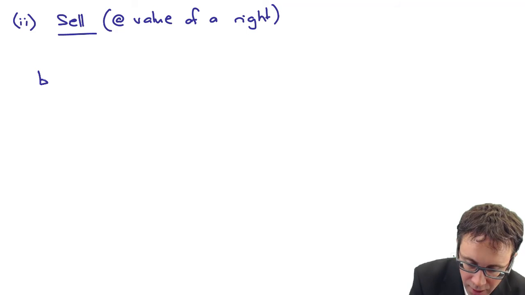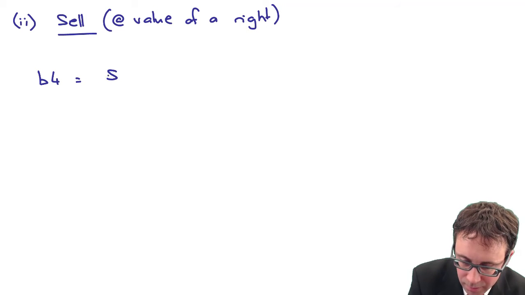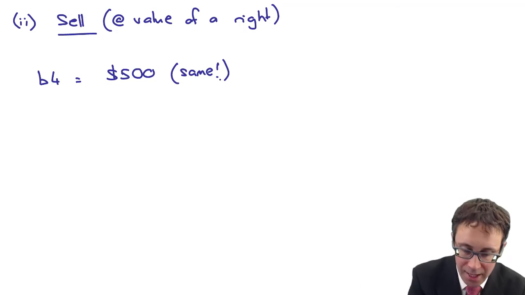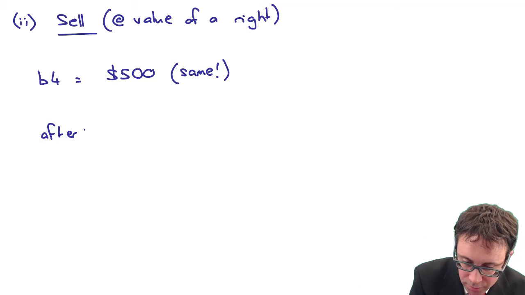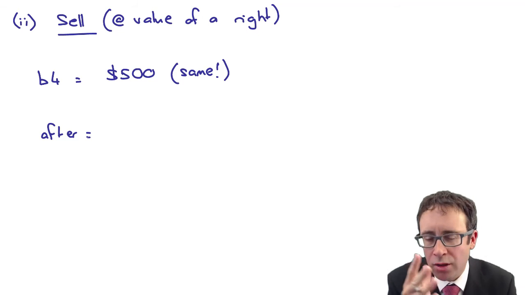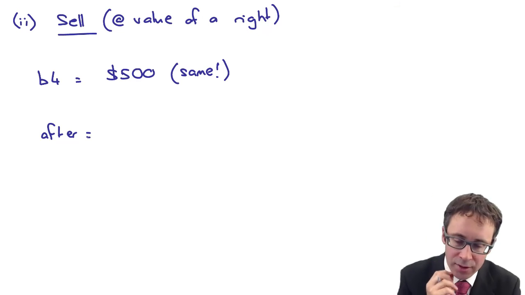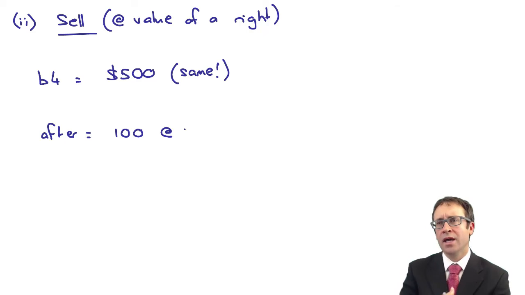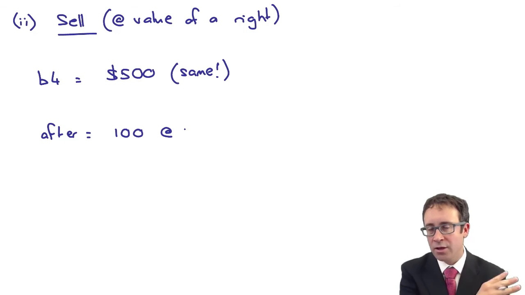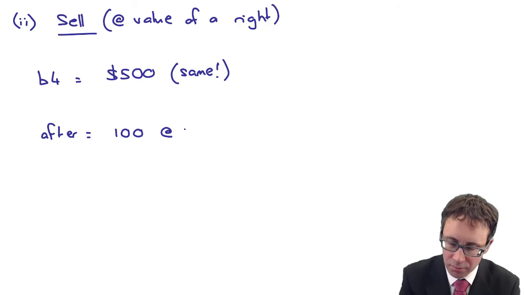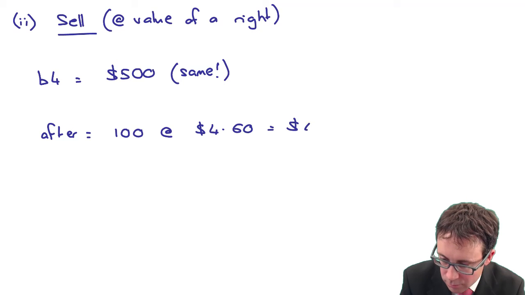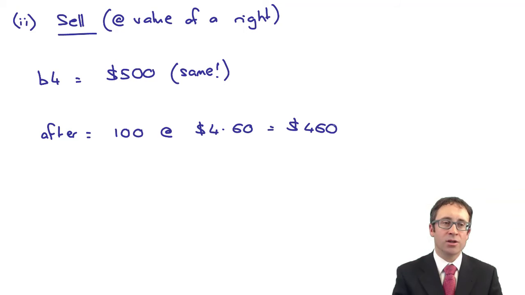But again, we need to go through and look at it before. That's $500. Nothing changed there. It's the same as above, isn't it? But afterwards is a little bit more complicated because we've not bought the new shares, have we? So we still have 100, we don't have 125, because we haven't bought the shares. We've sold the rights to somebody else. So it's 100 at $4.60, which is $460, isn't it?